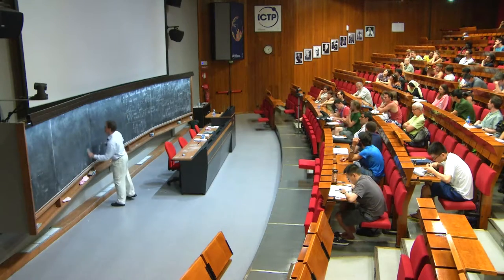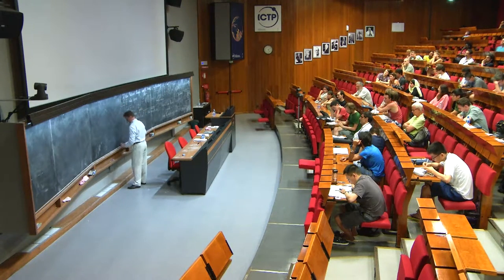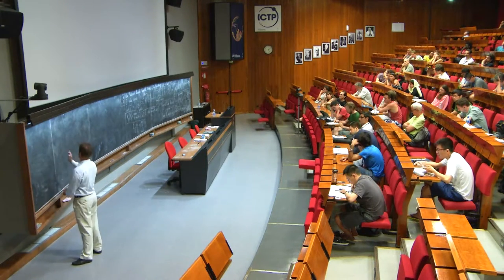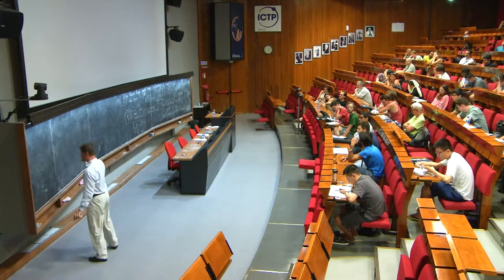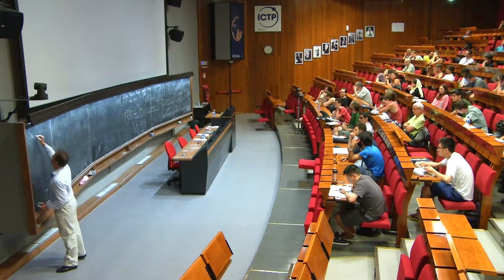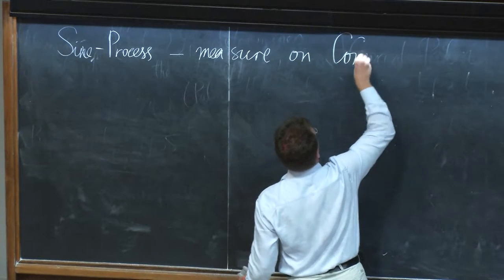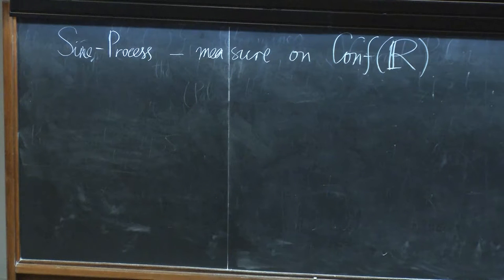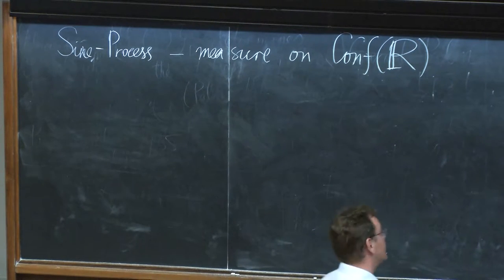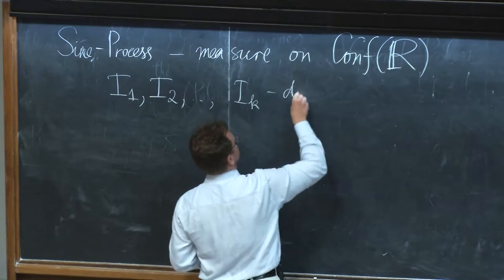The sine process is a point process on R. Let me give its definition in a slightly short way, but equivalent to the full definition. The sine process is a measure on the space of configurations on R. To define this measure, I need to define some expectations of some events. I will take some disjoint intervals in R.